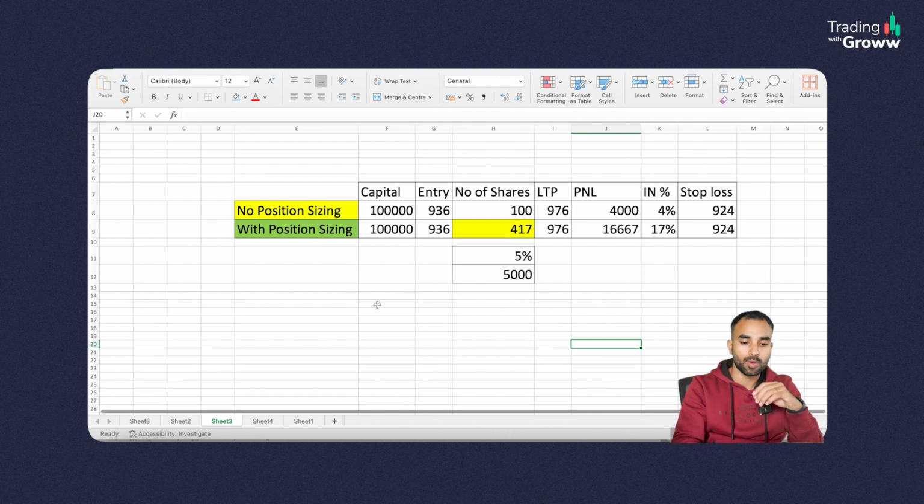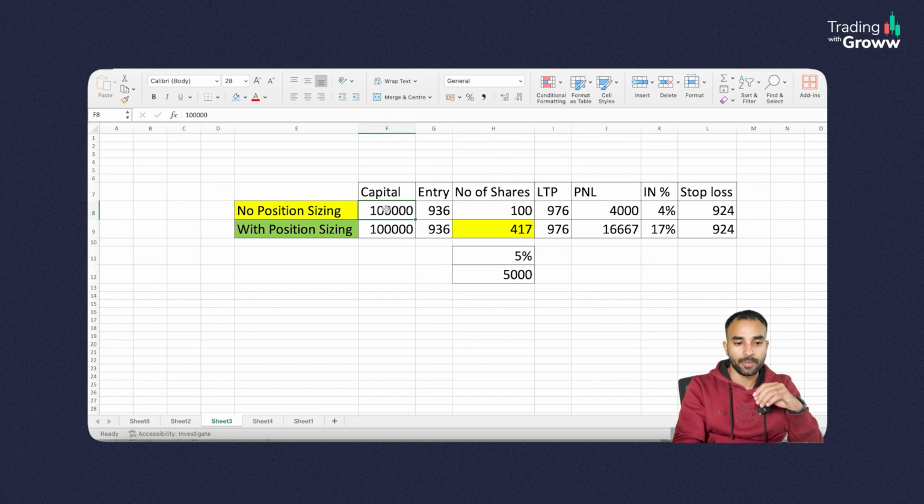So in this example, what I'm showing here is two examples where I have a capital of 1 lakh, one where I'm following position sizing rules and one where I'm not. So what would the overall result look like? First, let me explain without any money management rule, what a normal trader will do.